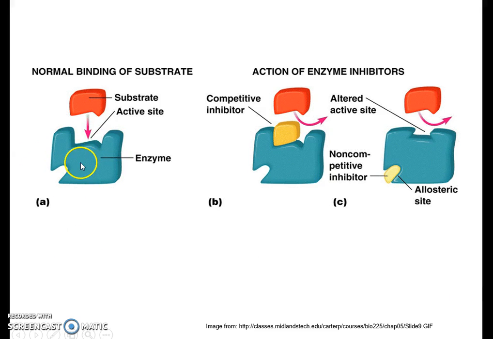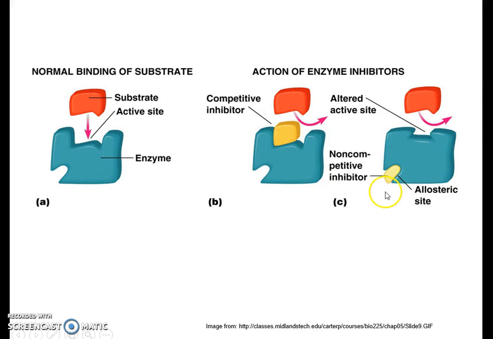Here's a normal enzyme. It has a substrate that fits perfectly into the active site, and so that's how it would work. If you had a competitive inhibitor, that means that it's going to bind right to the active site and block it so that the substrate can't fit. If you had a non-competitive inhibitor, it would bind to the opposite side, a different area on the enzyme, which would then alter the shape of the active site because of the interactions of hydrogen bonds and so on, so that the substrate can't fit into the active site, and then the enzyme wouldn't work.